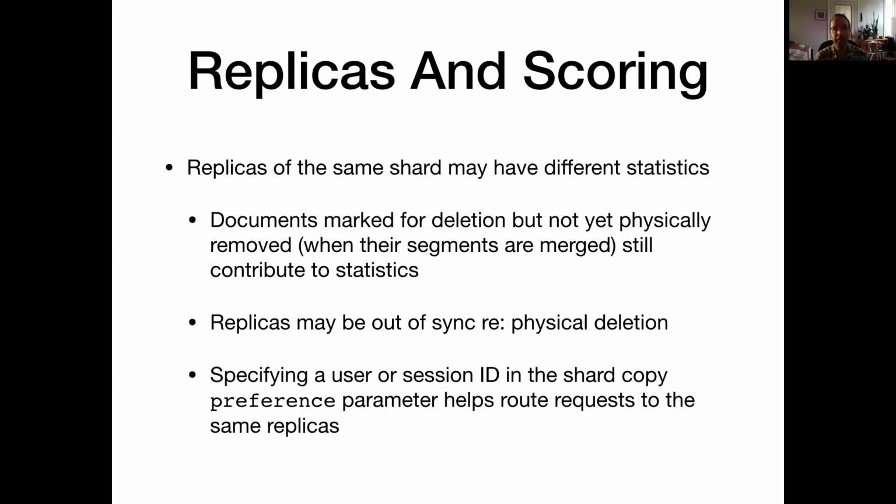So I want to take a moment now to talk about replicas and scoring. We already saw how replicas can have an impact on scoring, in that there may be different internal Lucene doc IDs on different replicas. But replicas of the same shard can also have different term statistics. Of course, different shards may have different documents, so you'd expect the statistics to be different. But why would replicas of the same shard have different term statistics?